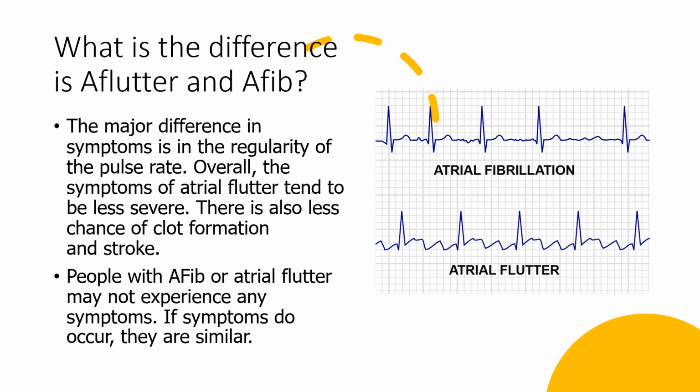So what's the difference in A-flutter and AFib? Well, if we look at the pictures, we can see a difference. Atrial fibrillation means the atrium, the P wave, they are fibrillating or quivering. We can see that it's irregular. In atrial flutter, we can see that we have a regular rhythm. The atrium are still contracting, but they're just contracting more times than the ventricles. So we still have more P waves than QRS, but we have equal amounts of P waves to QRS with a flutter and not with atrial fibrillation.